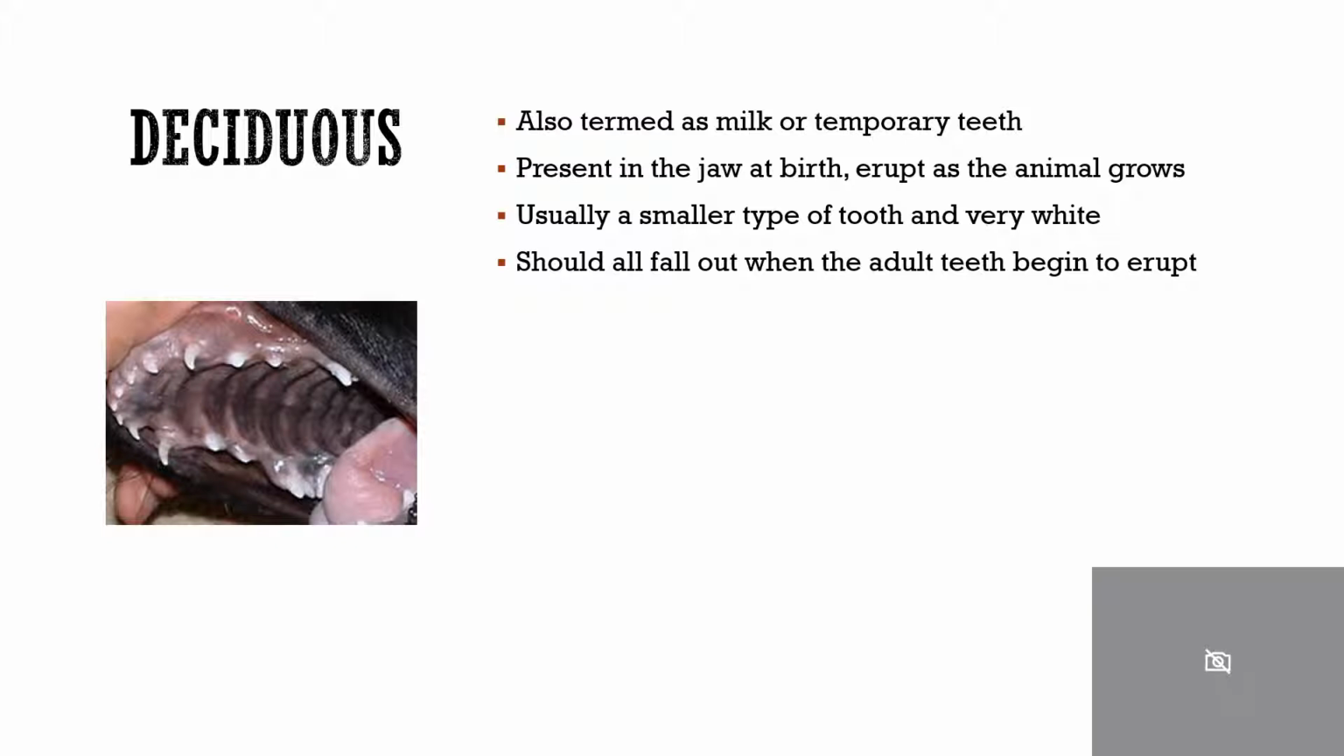The deciduous teeth are also termed as milk or temporary teeth. They're present in the jaw at birth and they erupt as the animal grows, much like their human counterparts. They're usually a smaller type of tooth and they're very white, and they should all fall out when the adult teeth begin to erupt. Sometimes, however, we will have teeth that remain, so we call these retained teeth, and it may be that these are removed at a later stage, for example at the time of neutering, because they can cause quite a hindrance if they are sitting alongside the permanent teeth.